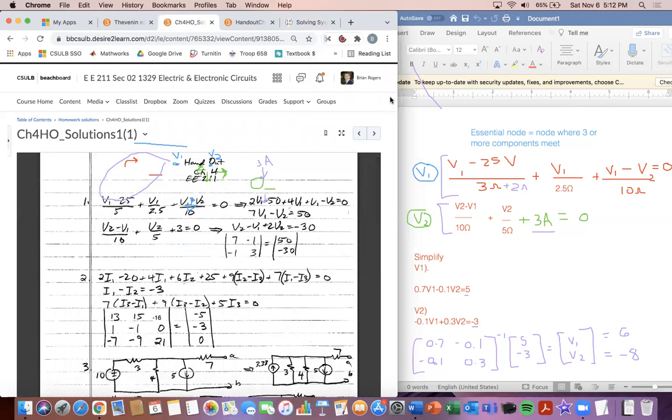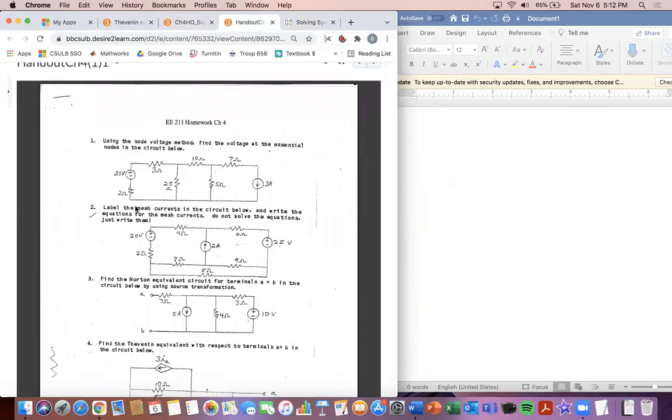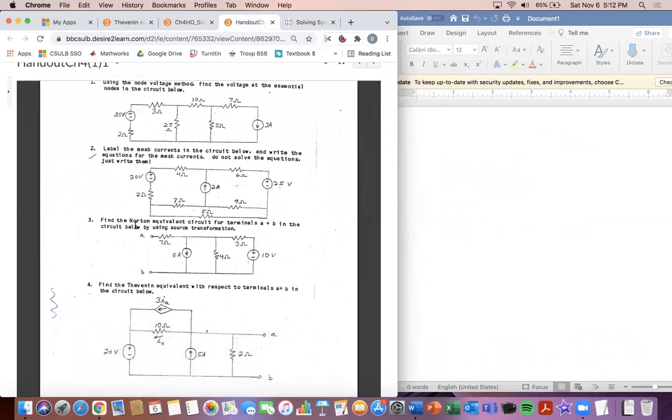Okay, now we're going to go to number 2. For number 2, label the mesh currents in the circuit below and write the equations for mesh currents. Do not solve the equations, just write them. Okay. So mesh currents is different from node voltages. What you do is you create a loop within it where no other smaller loops can be inside. So here I'm going to create I1, I2 here, and then I3 down here.